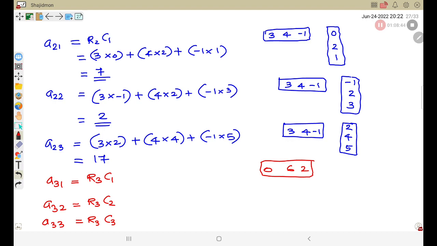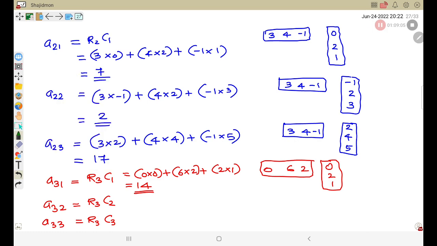Row number 3, first column number 1: 0, 2, 1. Correct? So you can write 0 multiply 0 plus 6 multiply 2 plus 2 multiply 1. Okay, so 12 plus 2, 14. You will get this number 14.